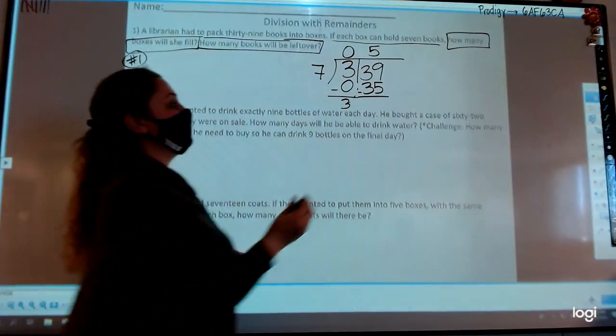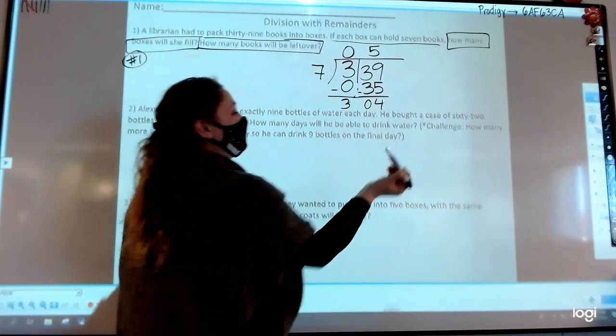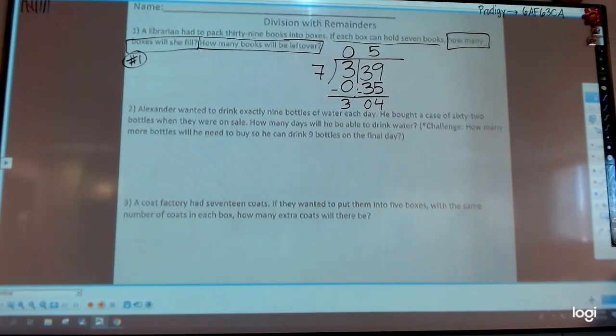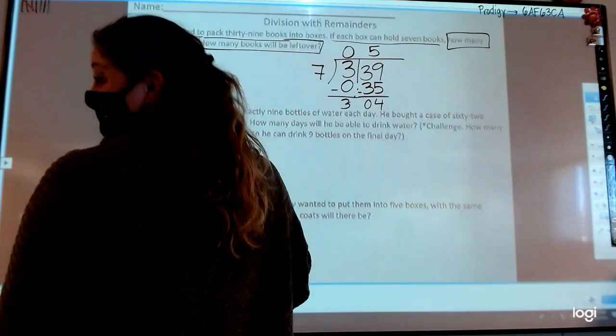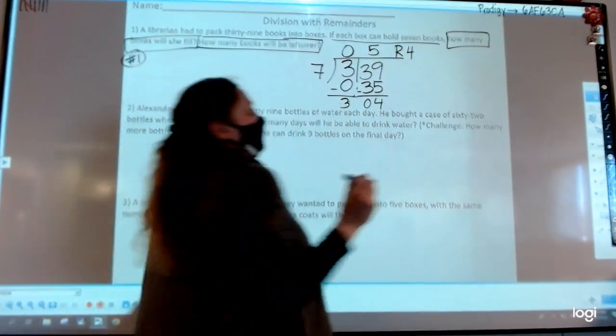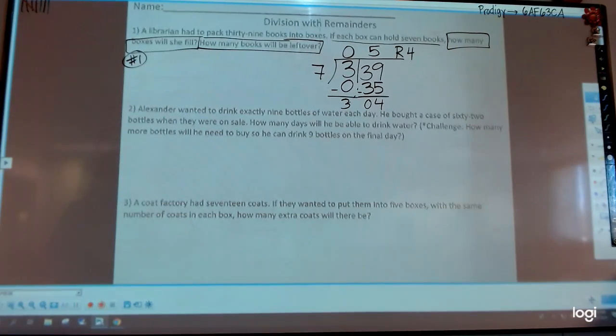All right, well, 9 minus 5 is 4. 3 minus 3 is 0. Well, now what? I can't send that number on a little trip. There's nothing up there. Zoe? Put the 4 up. As a what? As the remainder. Good. Remainder 4.